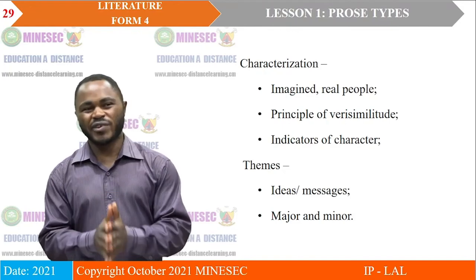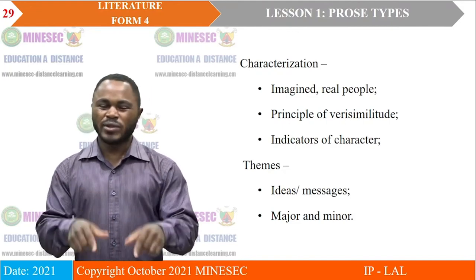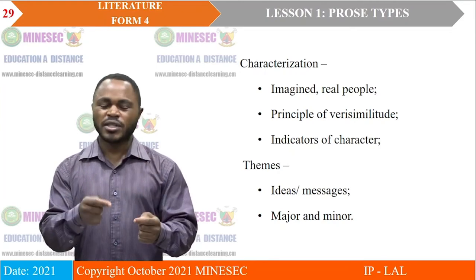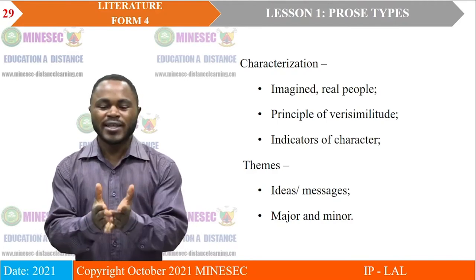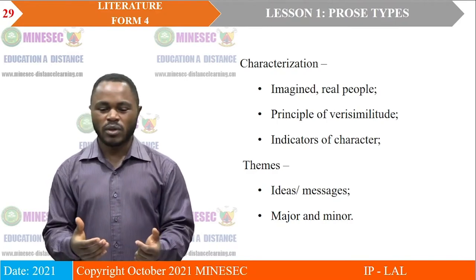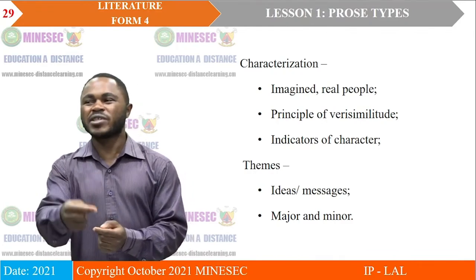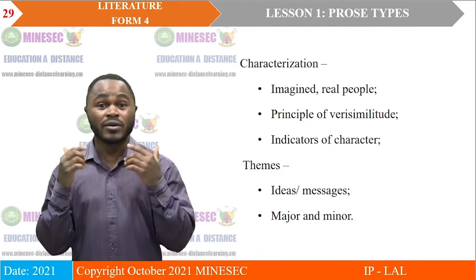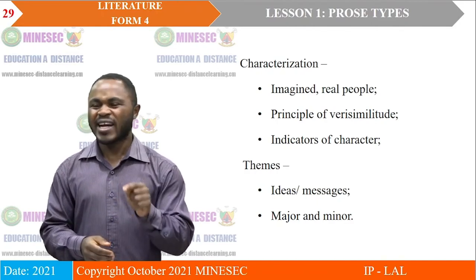So in terms of characterization then, characters are imagined real people who take part in the story. They are imagined. Why are they imagined? Because this is fiction. We're talking about fictional prose. And in fictional prose, the characters have not existed before. They may be modeled on people who have lived, but they are not exact representations of those people. And in most cases, they are pure figments of the writer's imagination. But why do we say that they are real?